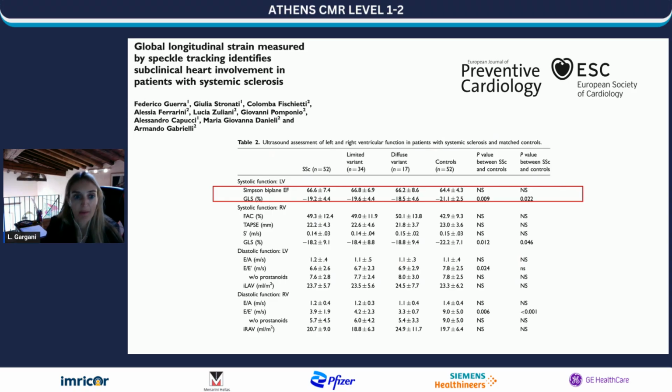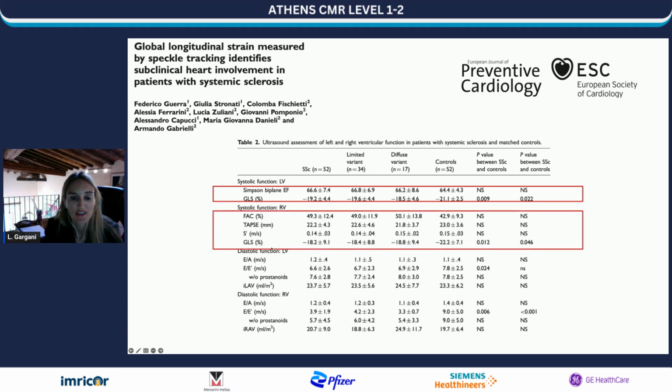And of course, patients with the same level of ejection fraction have different global longitudinal strain if they have systemic sclerosis compared to controls, but there is also a difference between the limited and diffuse variants. And as you can see here, this also works for the right ventricle. You can do the strain, the speckle tracking analysis, also on the right ventricle. And again, when the other usual parameters are the same between controls and systemic sclerosis, the global longitudinal strain is already capable of differentiating them.